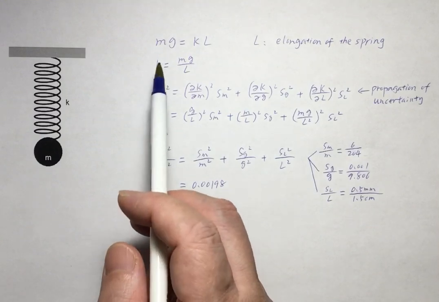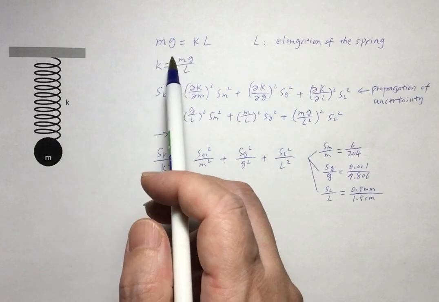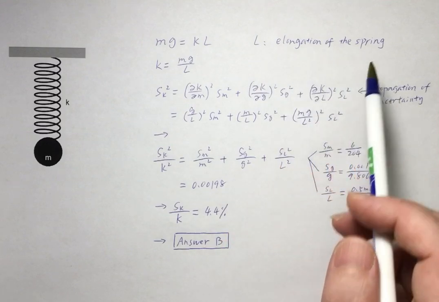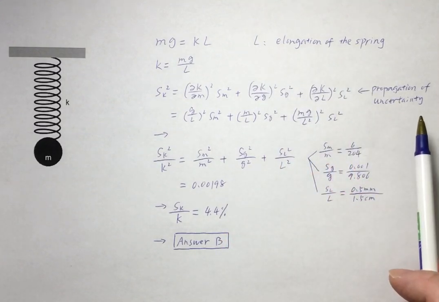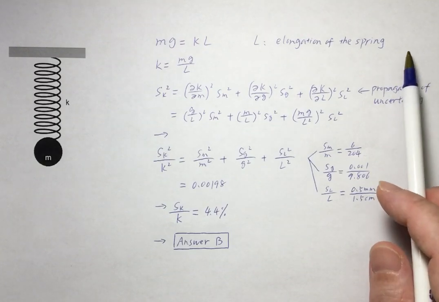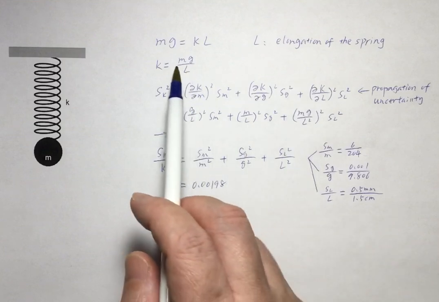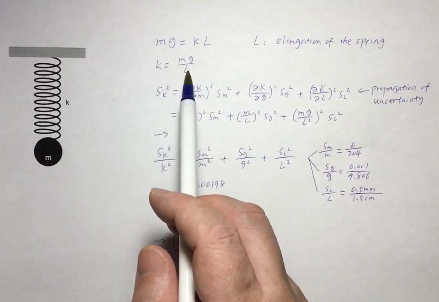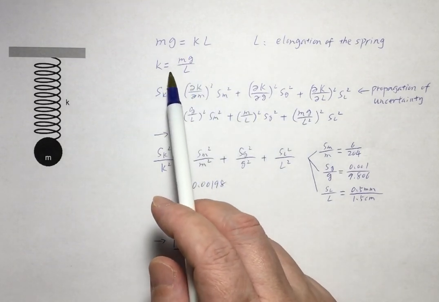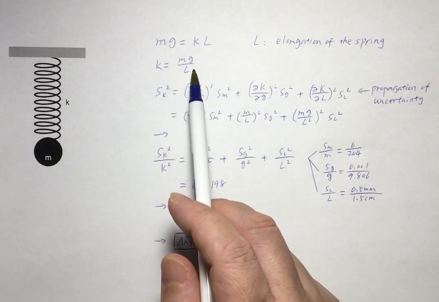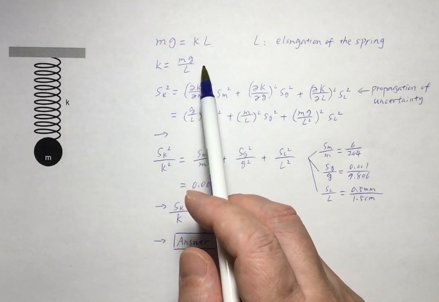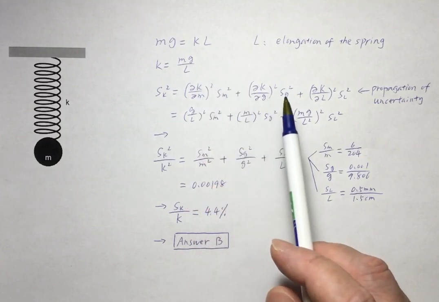So we know that for this system, mg equals kL, where L is the elongation of the spring relative to its relaxed length. So we rewrite this equation as k equals mg over L. So k is a function of three variables, m, g, and L. These three variables are independent of each other.